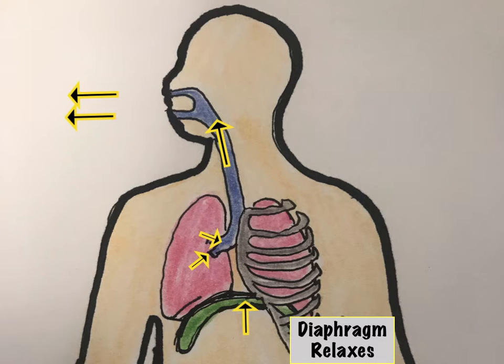Once the process of expiration is done, it is time for inspiration to start again. The cycle will repeat itself, and this is how we are able to breathe. This completes discussion 6 on the mechanisms of ventilation.